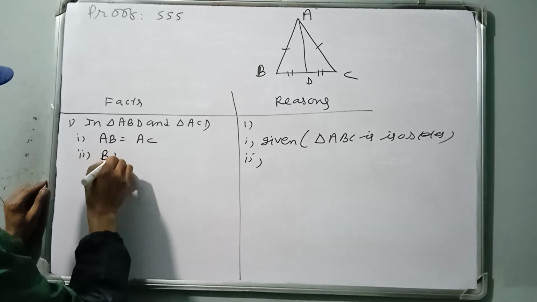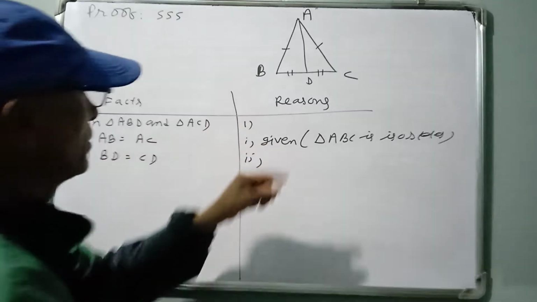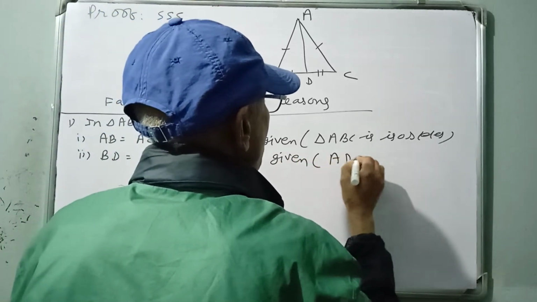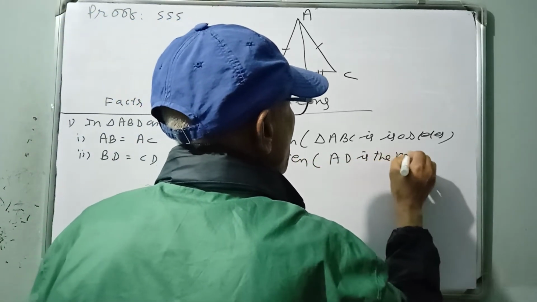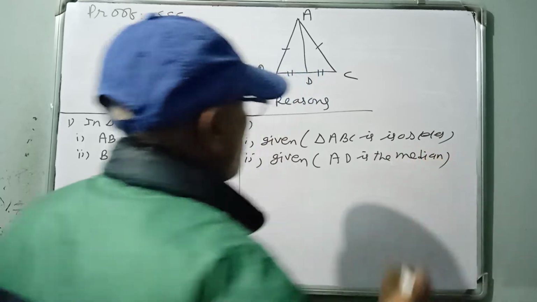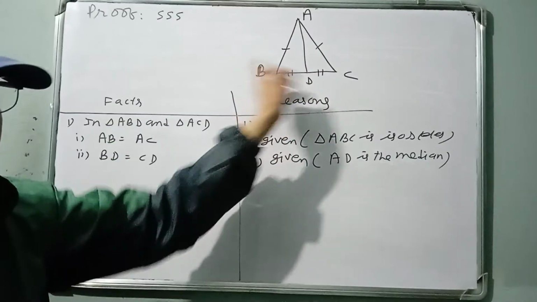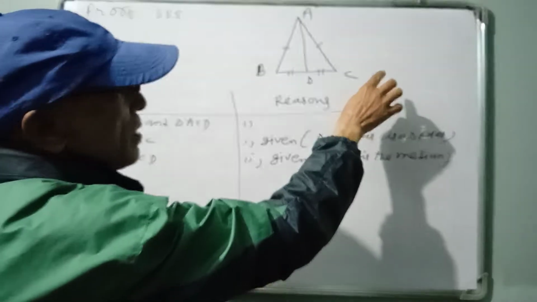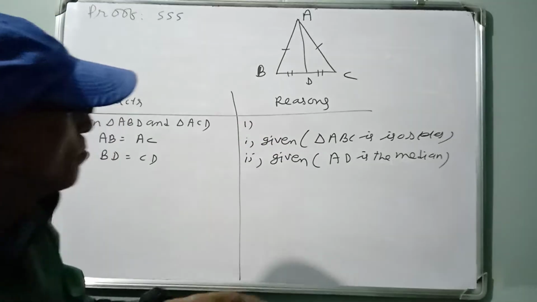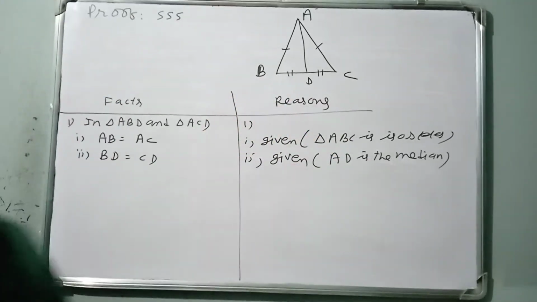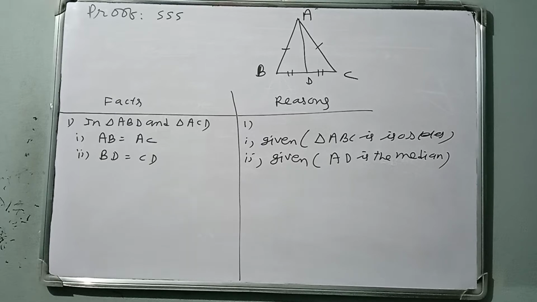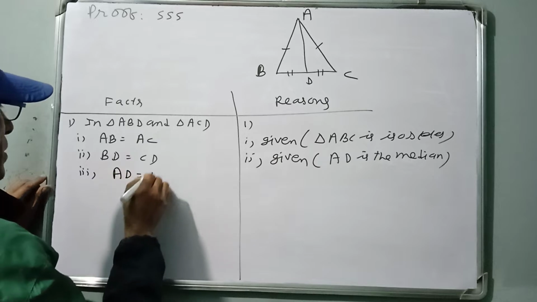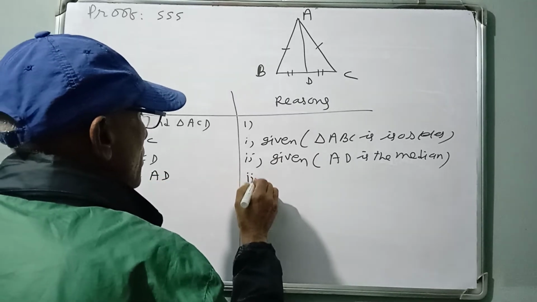Another, BD equals CD. This is also given. How? Because AD is the median. A median is a straight line which bisects the opposite side. AD is a median, that means AD bisects BC. AD is a median means BD equals CD, given. And another, AD equals AD. Why?